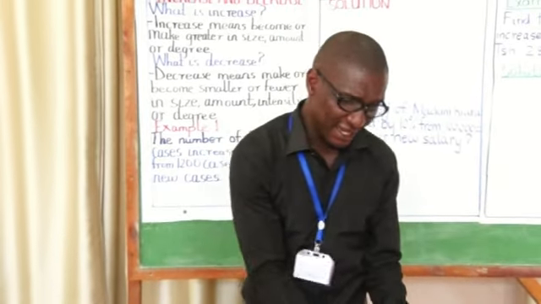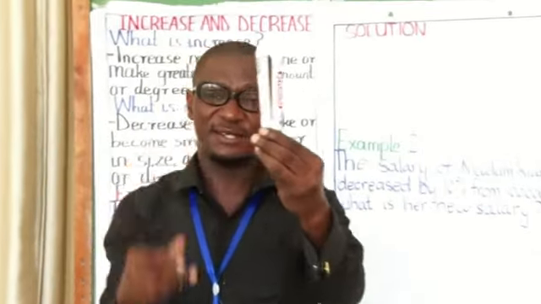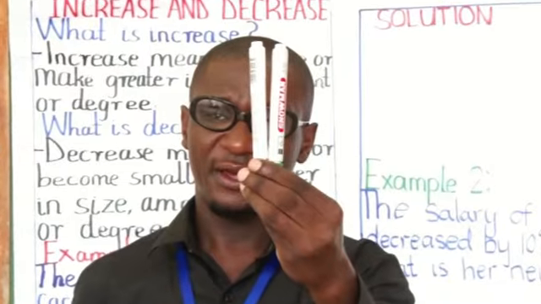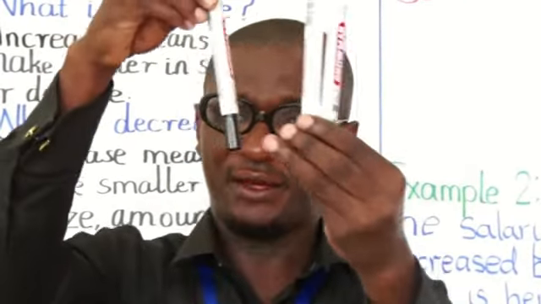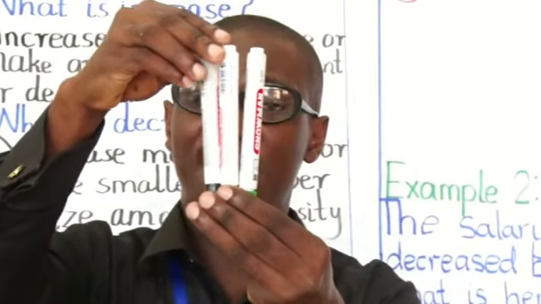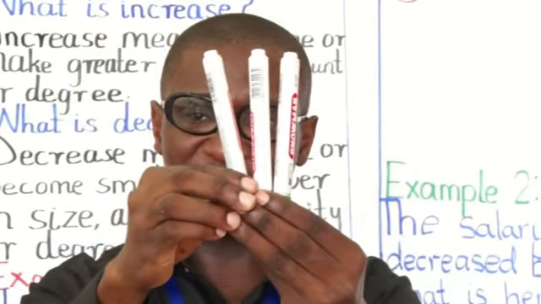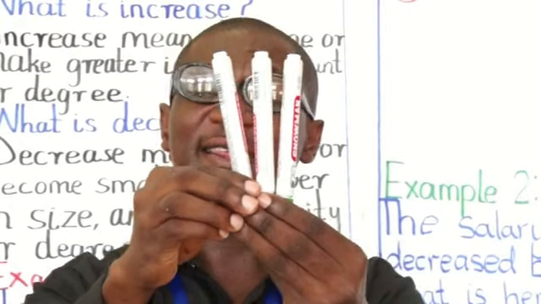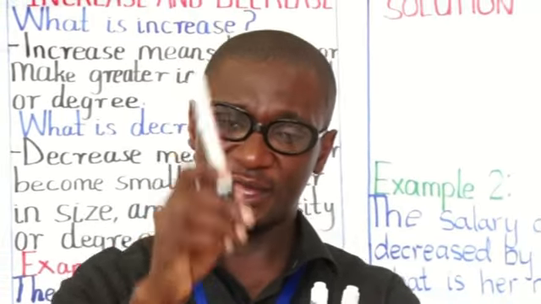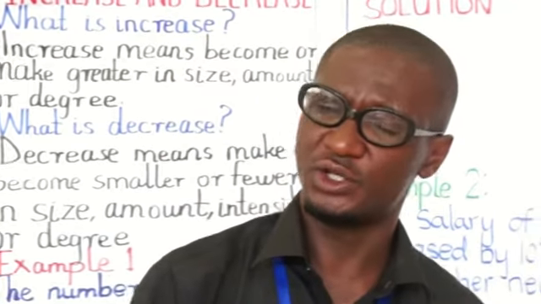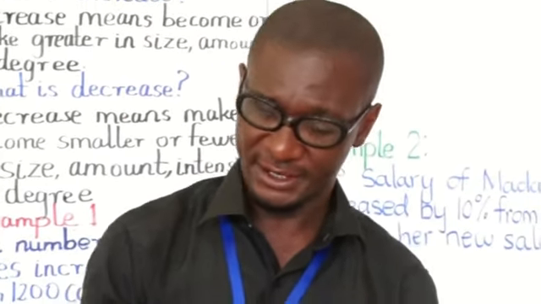These are two marker pens. You have two. If you add one more, you can see you now have 3 marker pens. It means there is an increase of 1 marker pen. That is very short about increase.